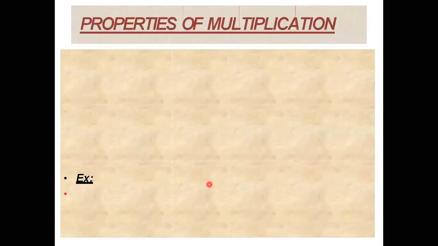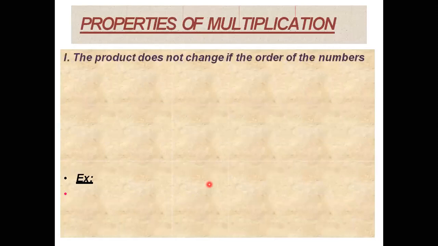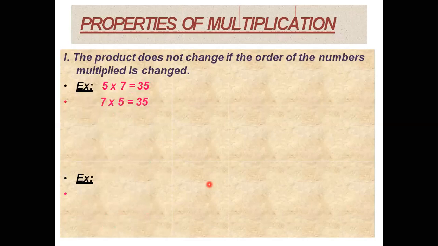So what are the properties of multiplication? Here I said before, any number if you multiply with 0 you will get 0. Now let us see some of the properties. The product does not change if the order of the numbers multiplied is changed. See here what will happen. Suppose for example, here 5 into 7 you have to multiply. As you know, 5 into 7 is 35.